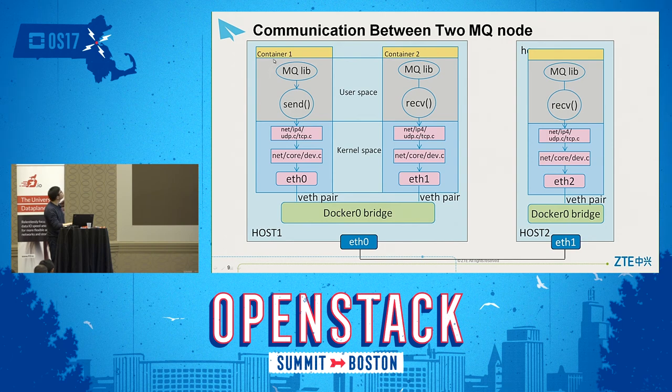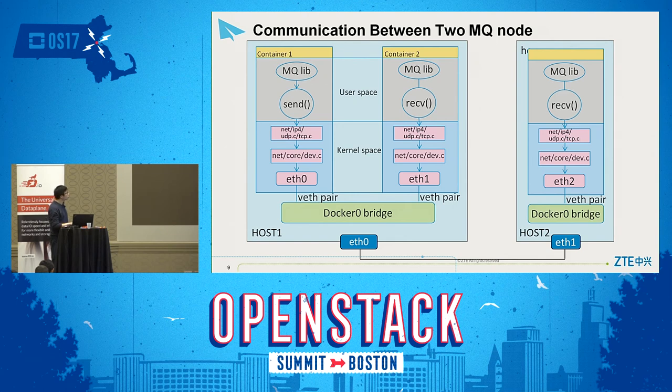It means that if the application in container one wants to communicate with the application in container two, there might be a switch between the user space and the kernel space, and then a switch from the kernel space to the user space again. Similarly, for containers in host one and host two, they will also switch from the user space to the kernel space. So the performance of communication between containers based on the Linux socket might be poor. It can't cover the ZTE requirements.